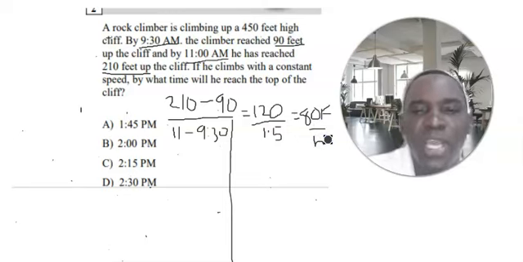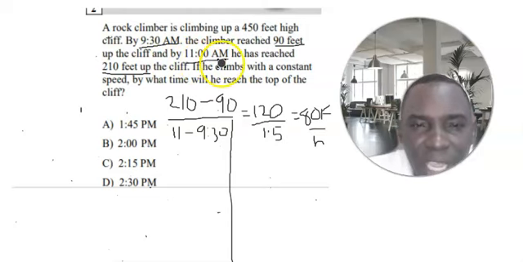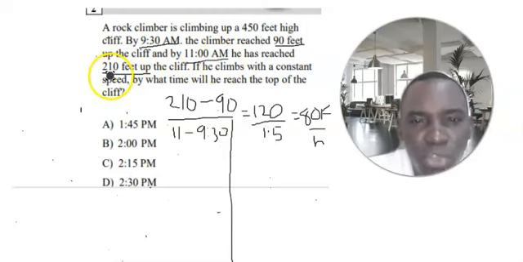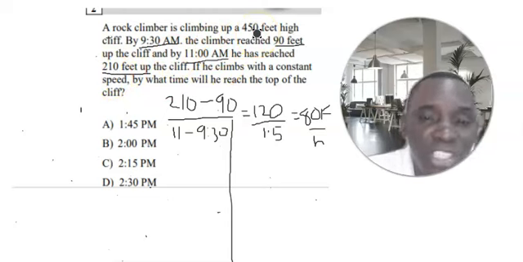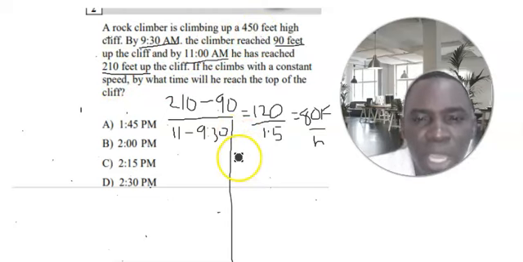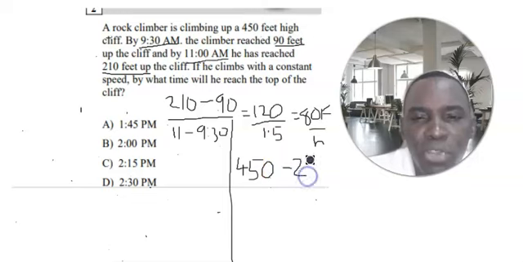All right, so the next thing we are going to look at, since at 11 a.m. he has climbed 210 feet, how many feet is remaining? We need to check the difference. The distance remaining is 450 minus 210. I believe that will give us 240. So this is the distance that is actually remaining.